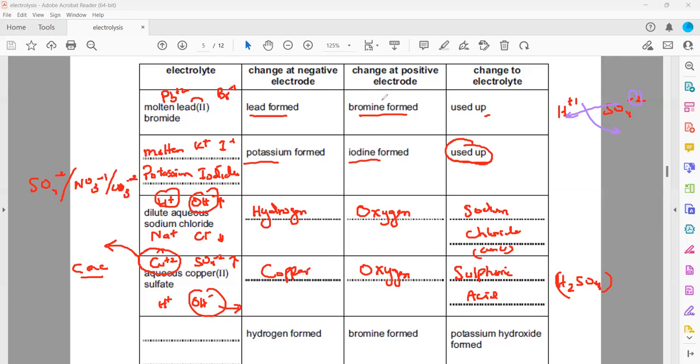We don't have to mention whether it's dilute or concentrated sulfuric acid because the electrolyte has completely changed. If the electrolyte has completely changed, we don't have to specify. If the electrolyte remains the same and the amount of water has changed, then we mention it's either dilute or concentrated.